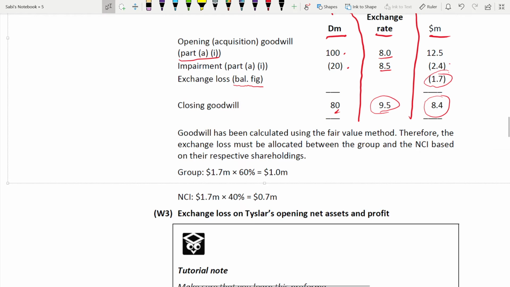Next, goodwill has been calculated using the fair value method. Therefore, the exchange loss must be allocated between the group and the NCI based on the respective shareholdings. So this 1.7 is the exchange loss, 60% group, 40% NCI, therefore 1 and 0.7.